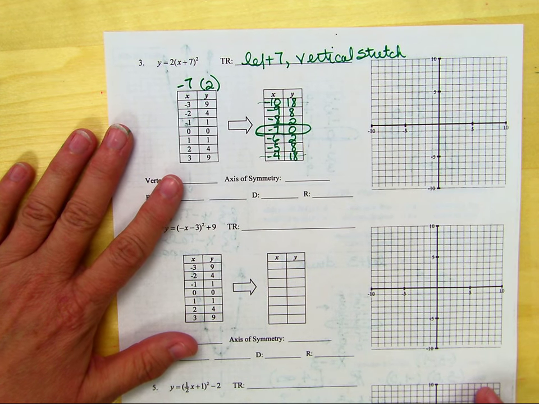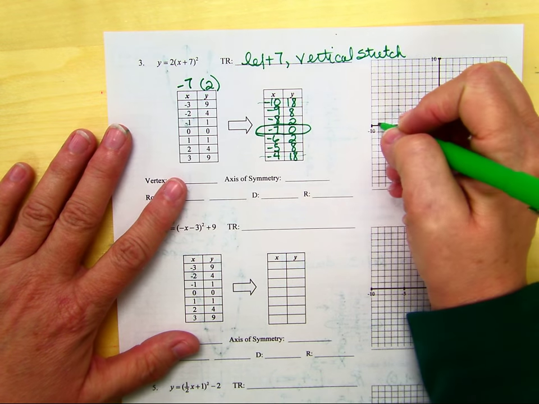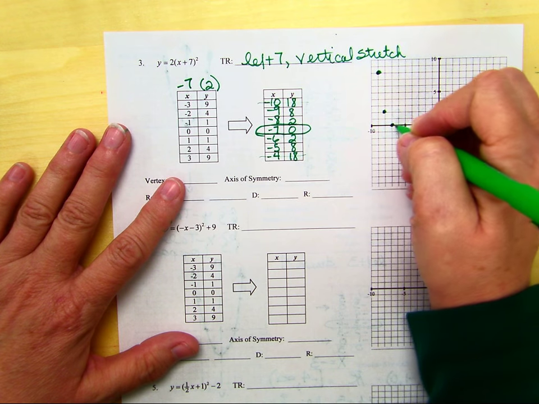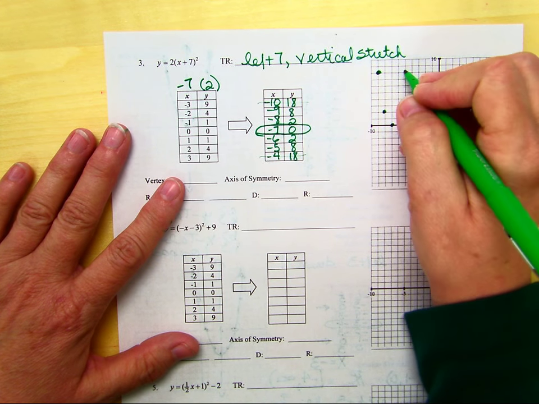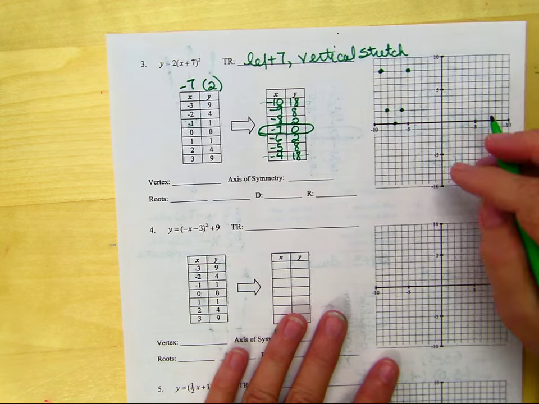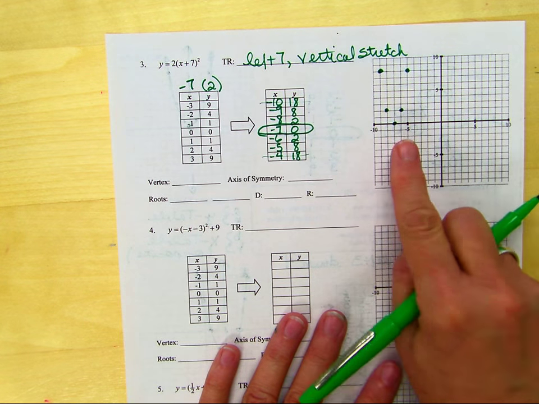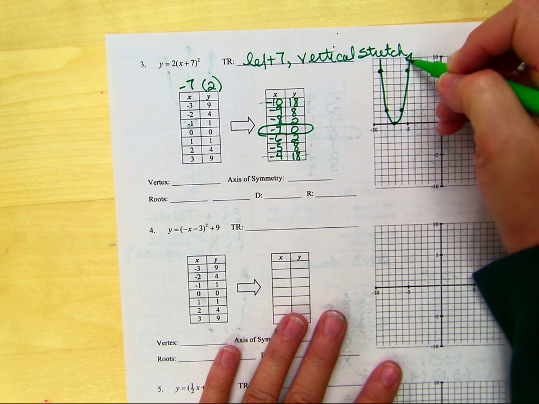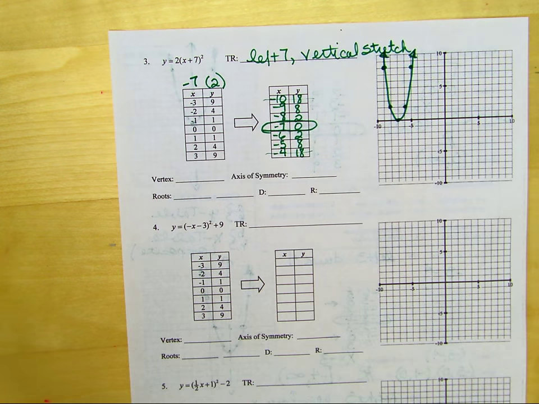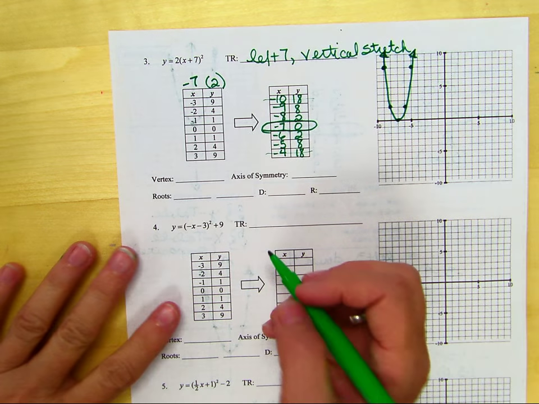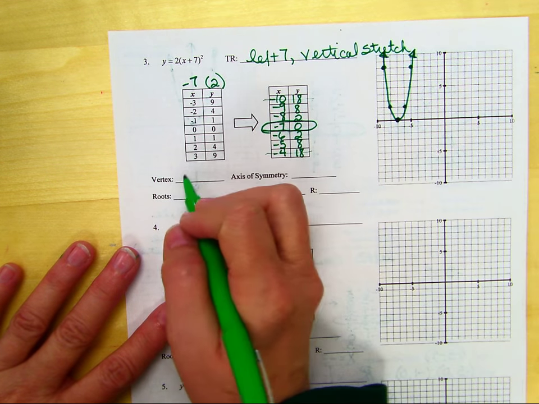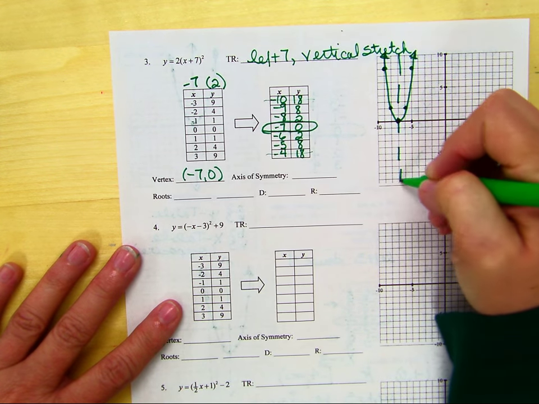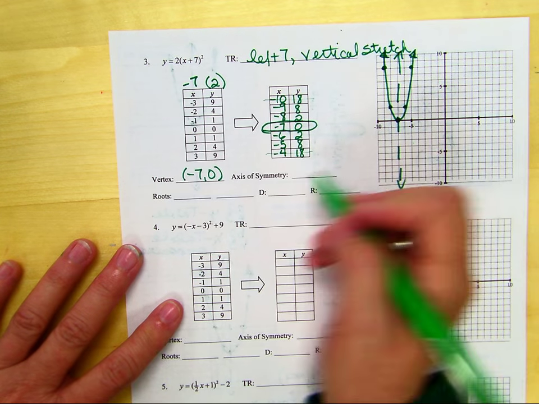All right, so we've got -9, 8; -8, 2; -7, 0; -6, 2; -5, 8. Okay, we can see it moved left 7, and it's vertically stretching, skinnier. Okay. All right, so my vertex, I have it circled. It's this point right here. -7, 0. Axis of symmetry goes through the vertex, cutting it in half, goes through the x-axis at -7. X equals -7.